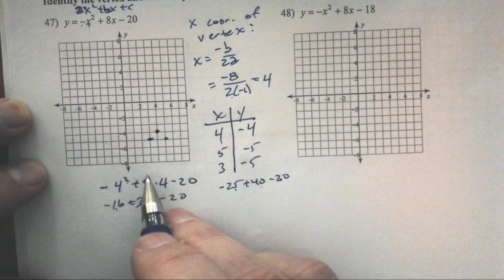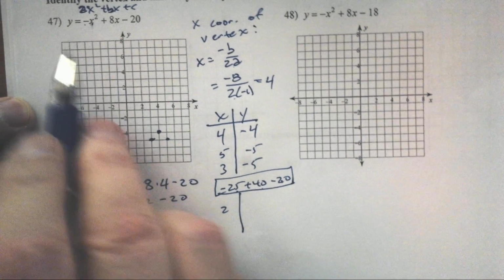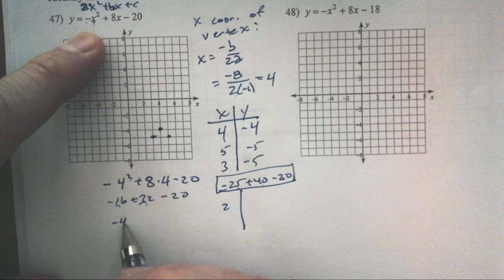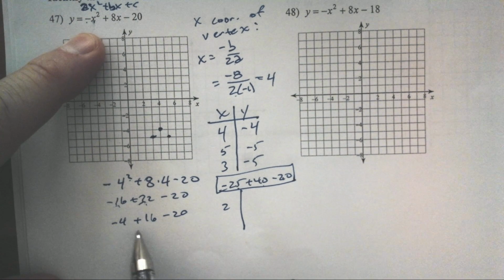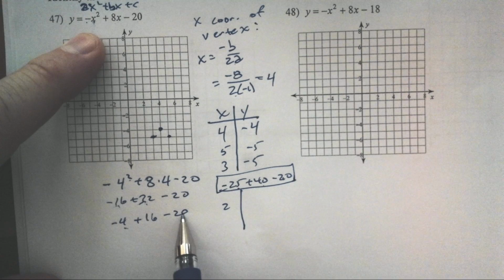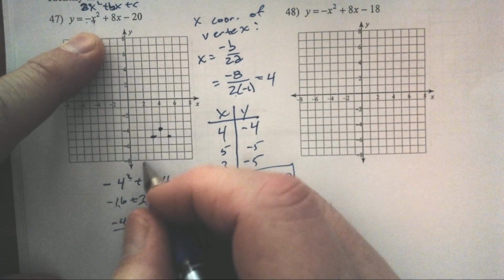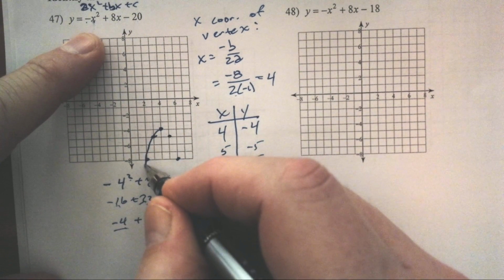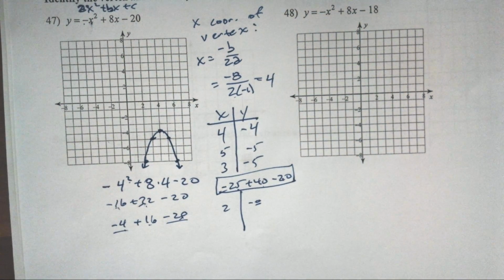And then I could put in 2. If I put in 2, what do I get? I'll jot it down here. Negative 4 plus 16 minus 20. That's negative 24 plus 16, negative 8. So 2, negative 8, and I would expect 6 to be negative 8 as well. And there is my, you guys know what that is, parabola.